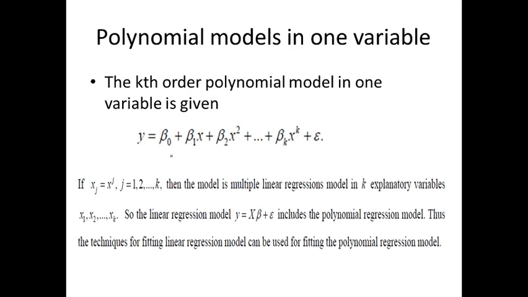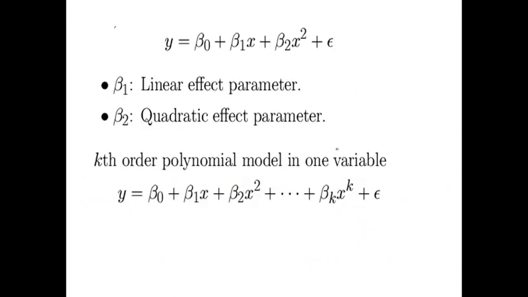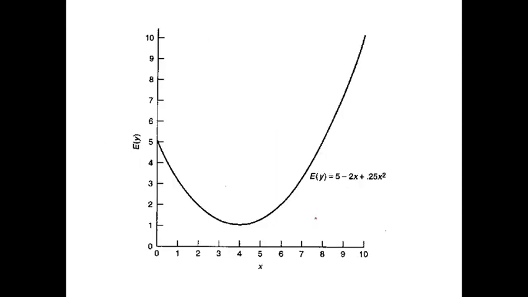And this is the generic equation: y is equal to beta naught plus beta 1 x plus beta 2 x square plus ... plus beta k x raised to k plus epsilon. If you are reducing it to power 2, then this is a quadratic polynomial, and beta 1 is called a linear effect parameter and beta 2 is called a quadratic effect parameter. And this is actually the quadratic polynomial for this line. This will be looking like this.